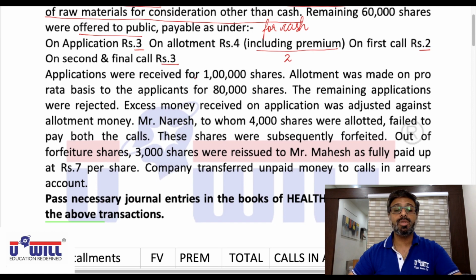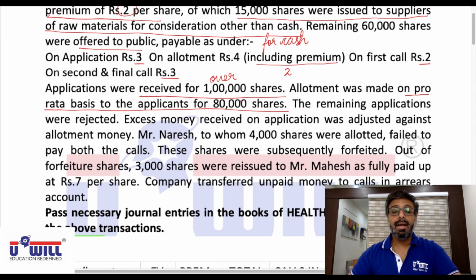Now applications were received for 1 lakh shares. So over subscription, allotment was made on pro rata basis to the applicants for 80,000 shares. Means against 80,000 shares we have made pro rata allotment. How many shares are issued? 60,000. So against 80,000 shares if we have made pro rata allotment, we would have allotted how many shares? 60,000 shares. This is category 1.